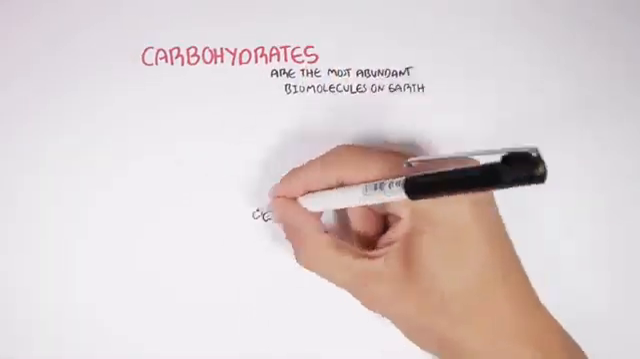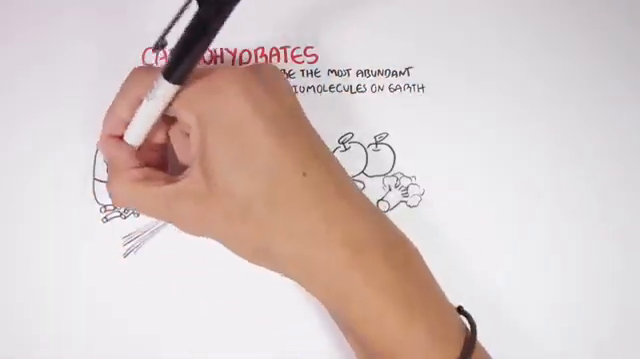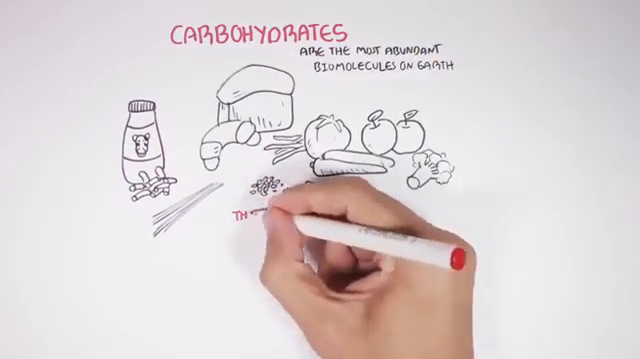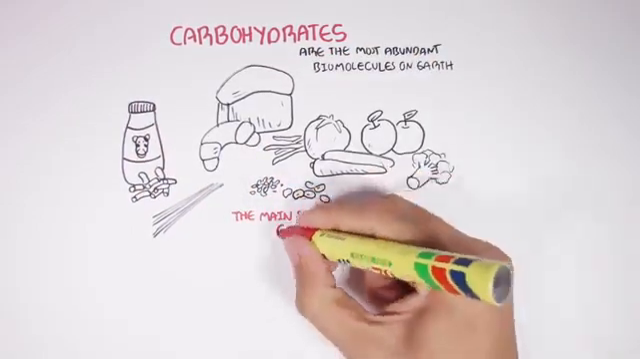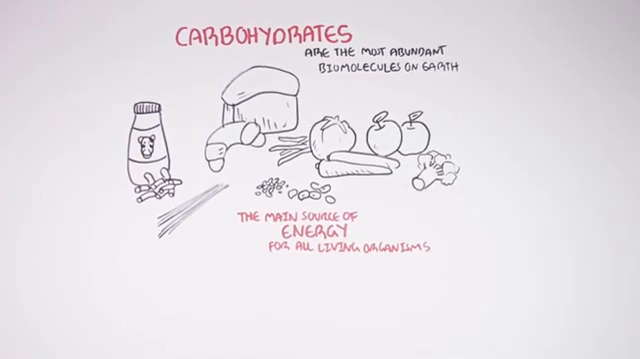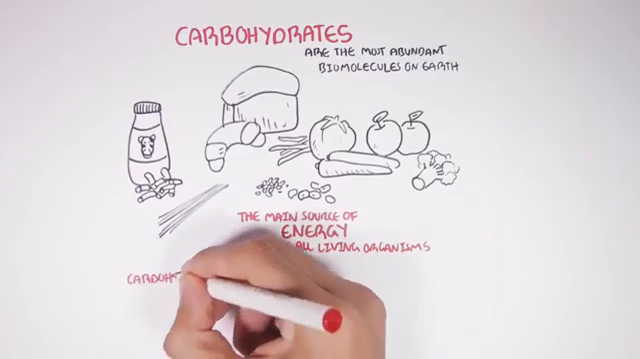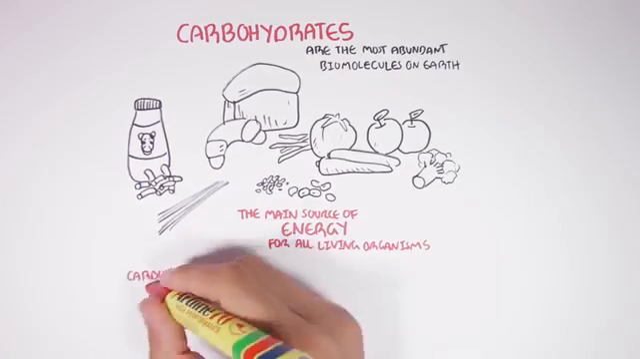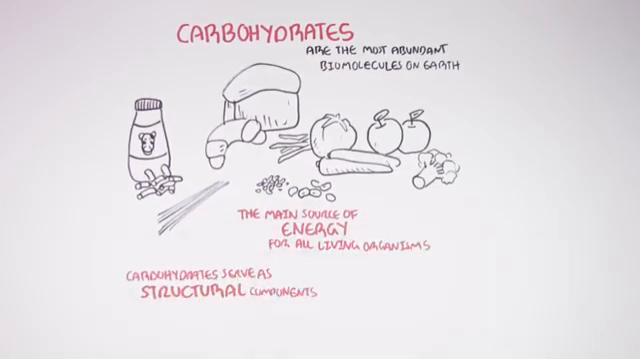Carbohydrates are the most abundant biomolecules on Earth. They are found everywhere. Carbohydrates are a major source of energy for all living organisms, such as animals and plants.